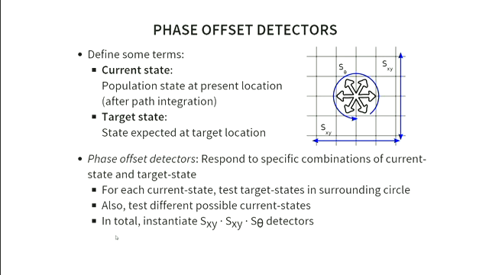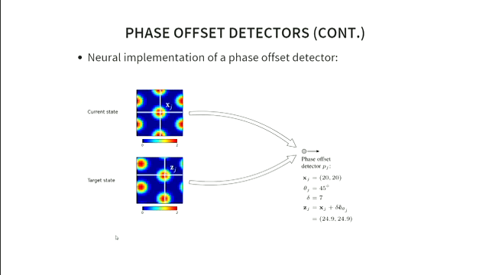So now that we've decided on which phase offset detectors we need to introduce to the system, we have to implement them through a neural network. So to implement this in a neuron, we have a situation shown here. On the right-hand side, we have the phase offset detector neuron, and we see the parameters specified there. And we see that it receives inputs containing the current state on the top and the target state on the bottom. Each pixel in these two matrices represents an upstream neuron that sends signals to the phase offset detector. And the problem is then to determine the synaptic weights for these connections.